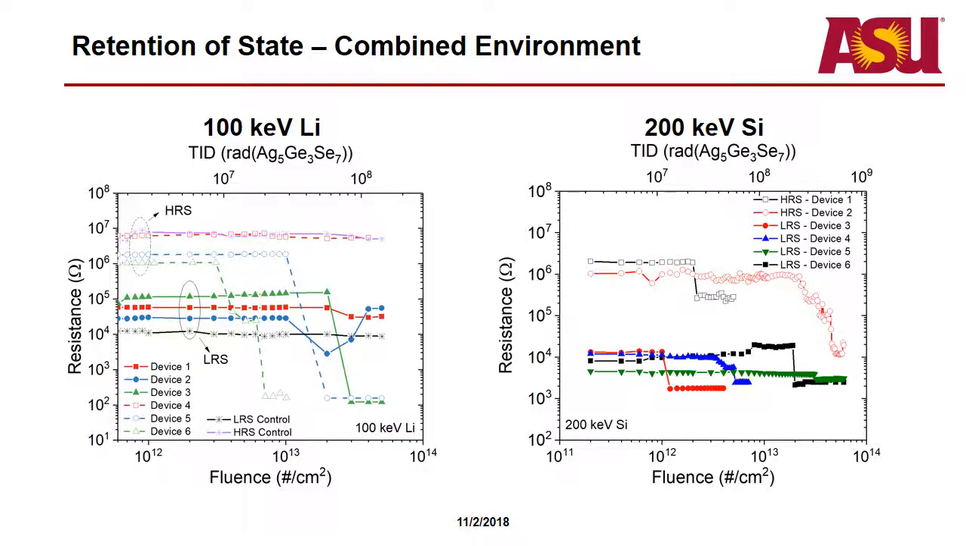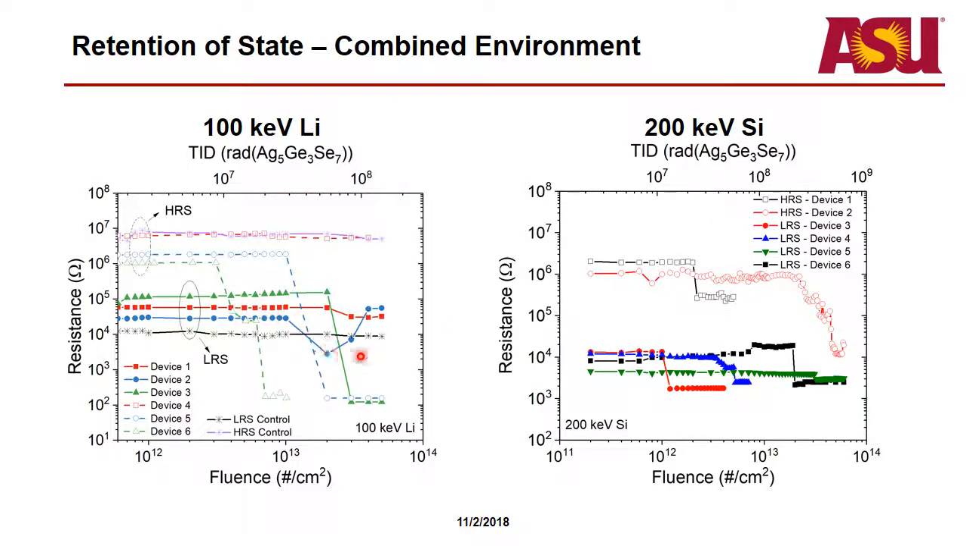So you'll see on both of these plots that you have a collection of devices that were programmed into the high resistance state, a few that were programmed into a low resistance state, and then the general trend is you hit some fluence value, and then all of a sudden you see a collapse in the state. Especially for the high resistance state, you'll see it all of a sudden floor out to a very, very low resistance. And even for the low resistance values, for the lithium, you only see one that actually crashed out to an even lower resistance point.